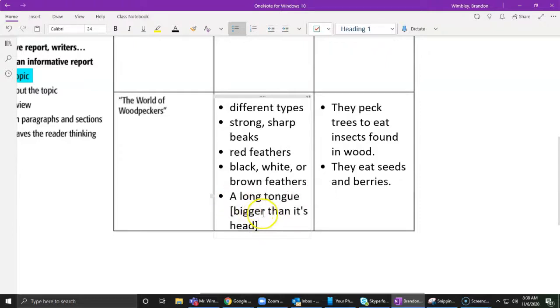Now notice, some of these I decided that I was going to put as fragments of sentences, not complete sentences. But for my behavior, I decided to write in complete sentences. Either way is fine because these are our notes. Because we're going to take these and use them for our essay.